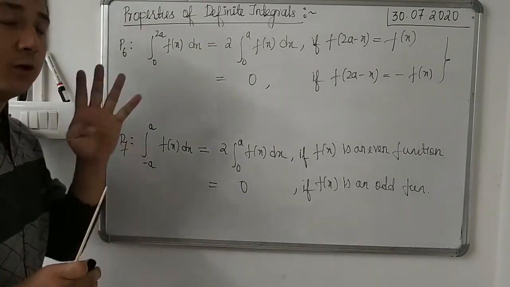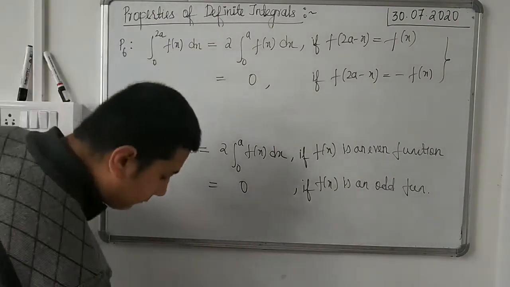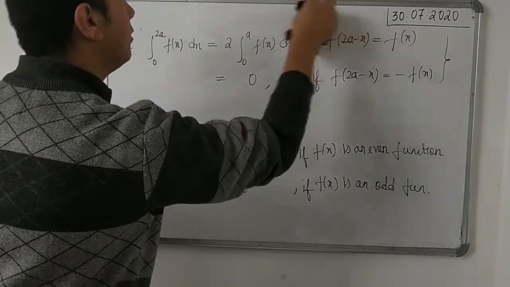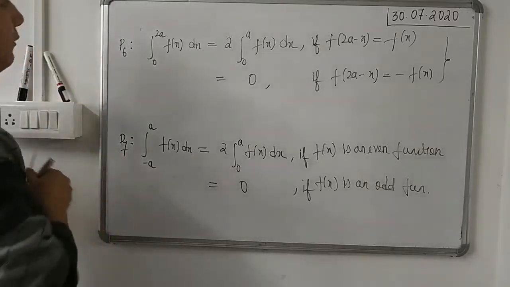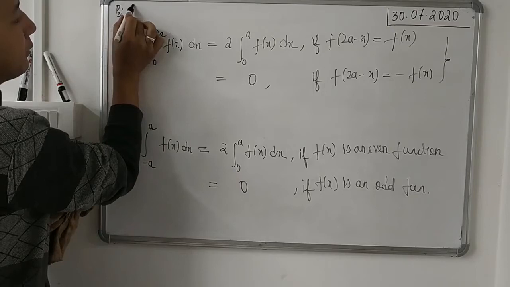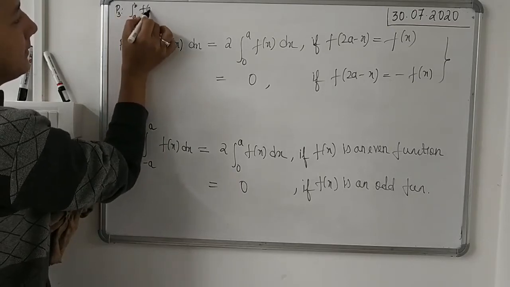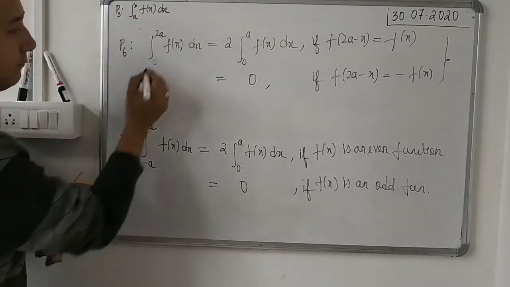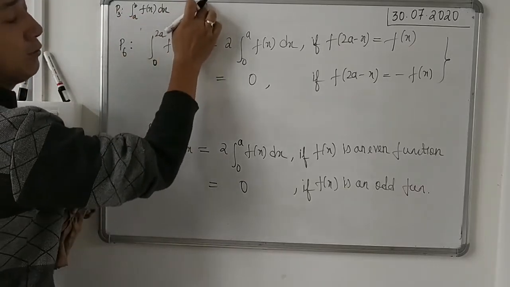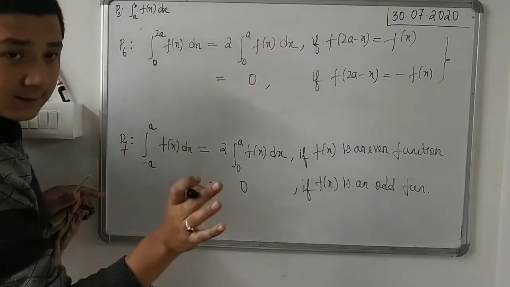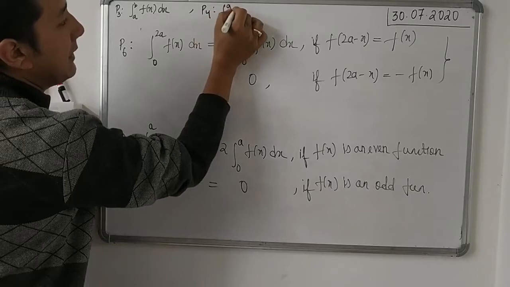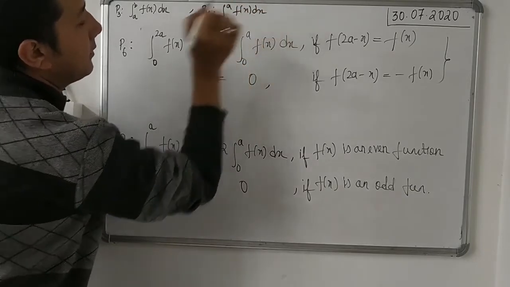What was P4? Let me just clear this. Let's go with P3 as well. P3 was starting from a to b f(x) dx, which was equal to a to b f of a plus b minus x, is it? This was P3. What was P4? P4 was starting from 0 to a f(x) dx, isn't it?